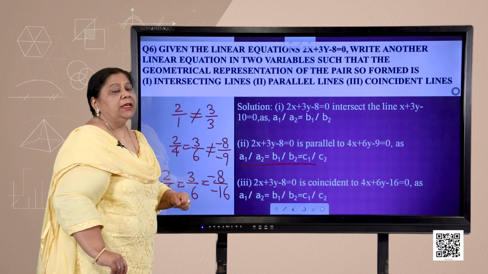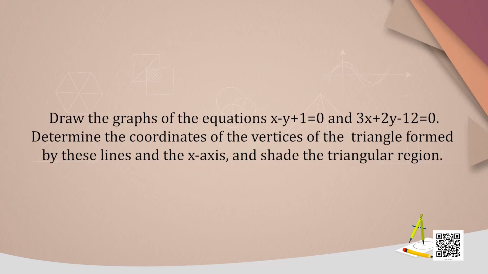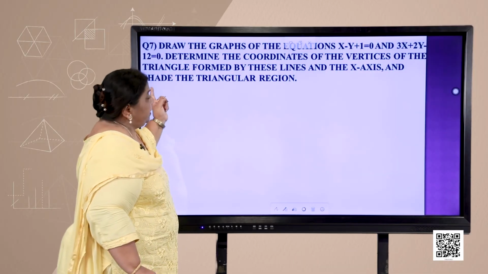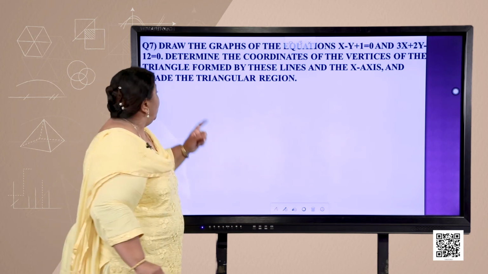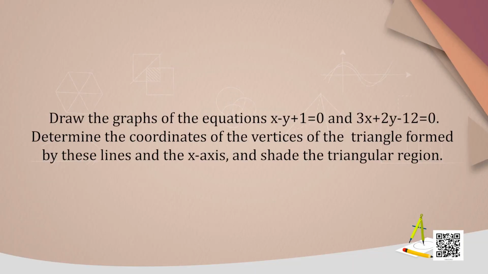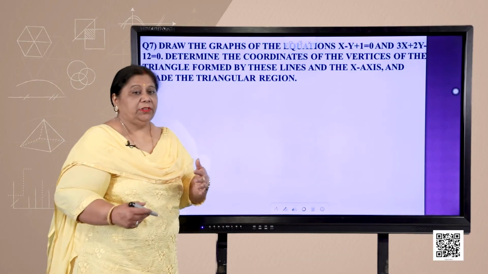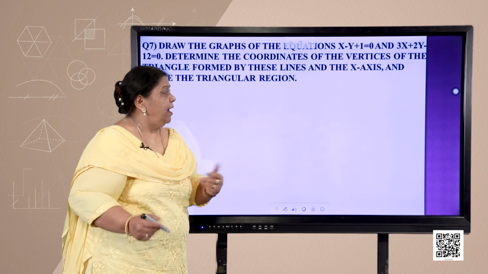Let us go into the next question, which is a very interesting and very important question. Draw the graphs of the equations x minus y plus 1 is equal to 0 and 3x plus 2y minus 12 is equal to 0. Determine the coordinates of the vertices of the triangle formed by these lines and the x axis, and shade the triangular region which is formed by these lines. Let us first find out the points which we will be plotting for the graph.